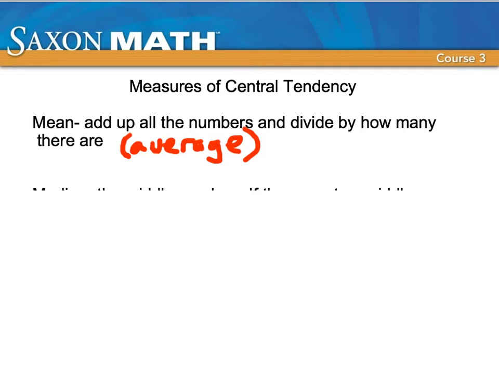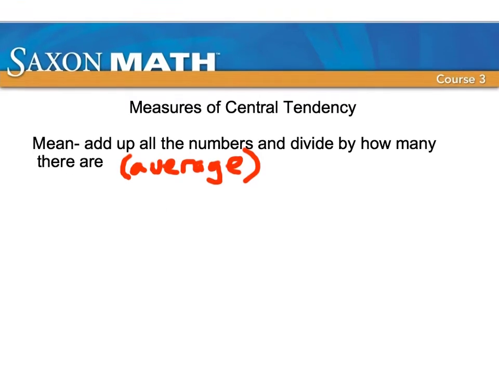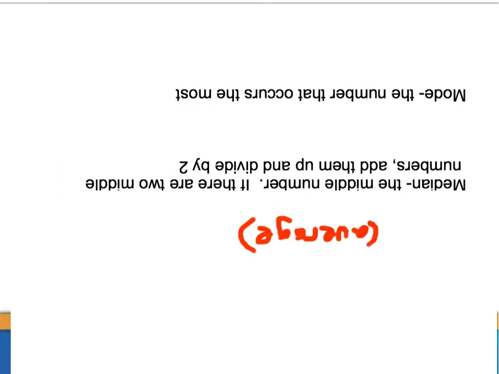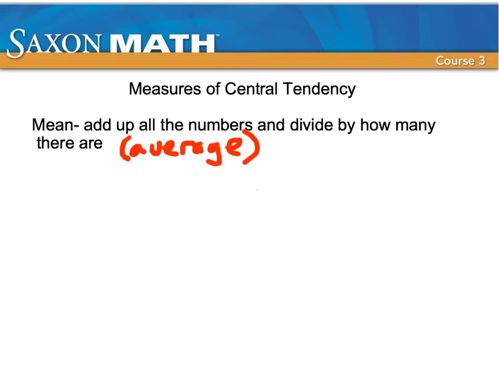Let's say I had three students take a test, and one got a 100, one got a 90, and one got an 80. If I wanted to find the average of those, I would add up all the numbers, and then divide by how many there are, or those three of them. If I added all those up, I would get 270, and then I would divide that by 3. That's how I find the mean, or the average.